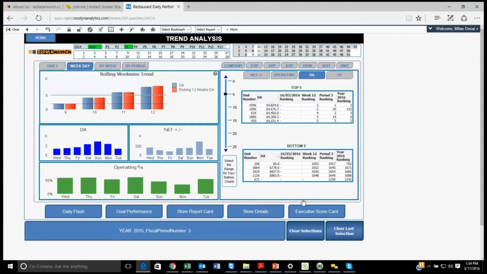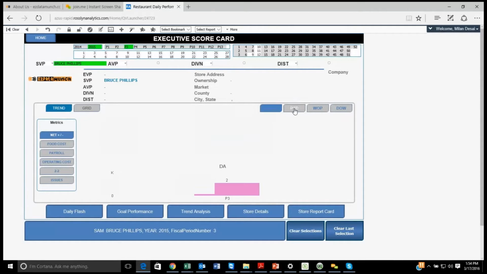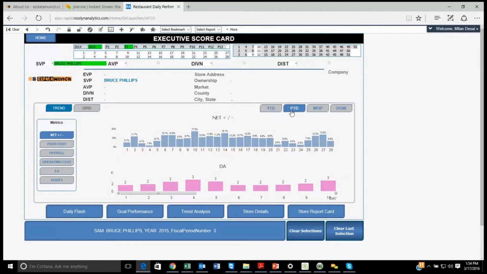Once we move away from this, we also have an executive scorecard. This is where you are looking at an executive's performance, and let's say we select an executive here. We are going to select one SVP, and let's look at Bruce's performance. On the net sales side, let's look at net sales, and I'm going to look at period to date. That gives a little bit more. So now if you look here, what's Bruce's performance on net sales versus DA, and how it compares every day within the given period.